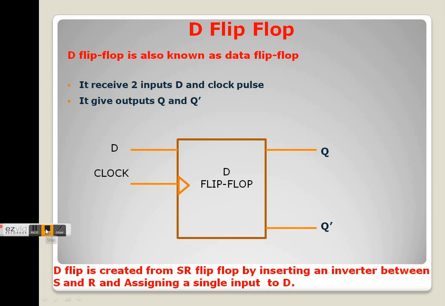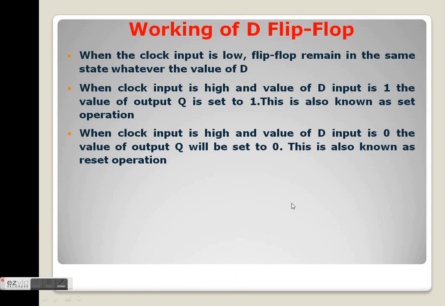D input. Okay, students, let's now understand the working of D flip-flop. When the clock input is low, then the flip-flop will remain in its same state. It will retain its state, whatever the value of the D input is. Okay. Now, when the clock input is high and the value of D input is 1, then the value of the output Q will be set to 1, and this operation will be known as the set operation.